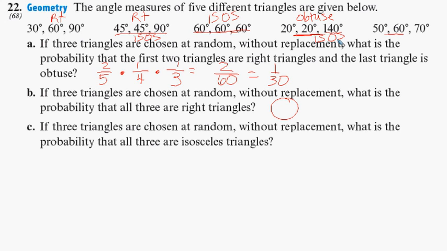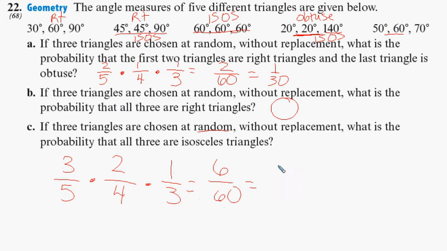So it says if 3 triangles are chosen at random without replacement, what is the probability that all 3 are isosceles triangles? Well, obviously we have 5 to choose from here, and then there's 3/5. So favorable over total. But now our favorable is only 2 because we've used up one of them, and then the last one is going to be 1/3. Can you see that all of these numbers are dropping here? So we have 6 over 60, which gives us 1/10.